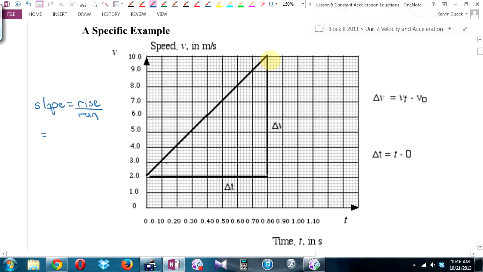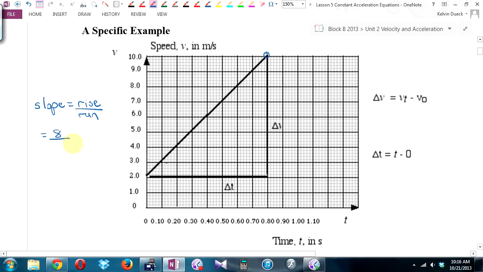Ready, Dennis? The rise. How high are we right here, Dennis? 10. And so that's the top point. The bottom point is this high. How high are we right here? 2. So what's the rise? If the highest I get is 10 and I start out at 2, what's my rise? 8. Yes? Okay. Do you all see where the 8 came from?